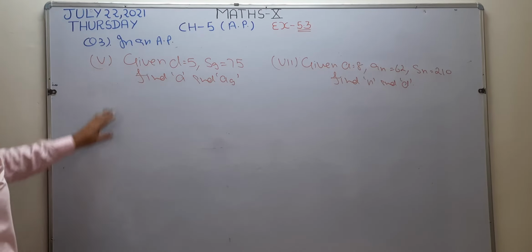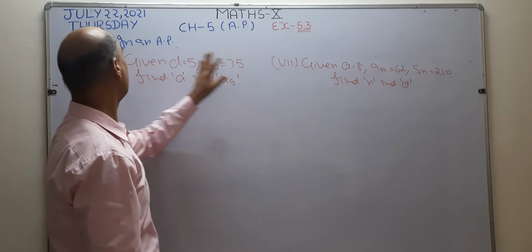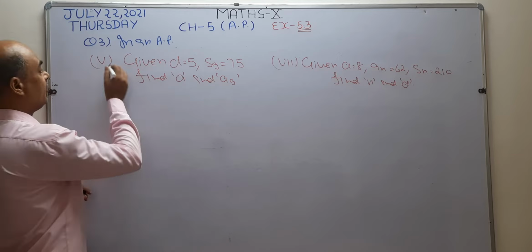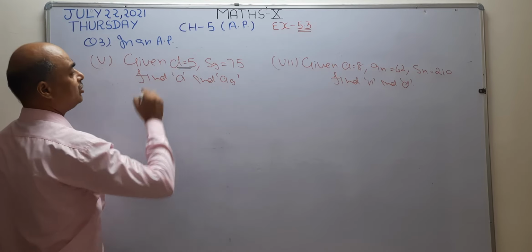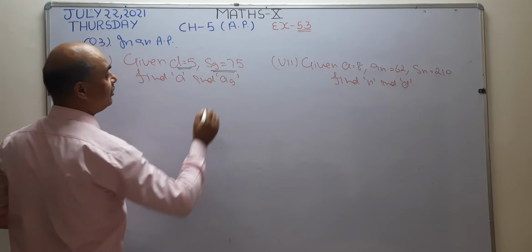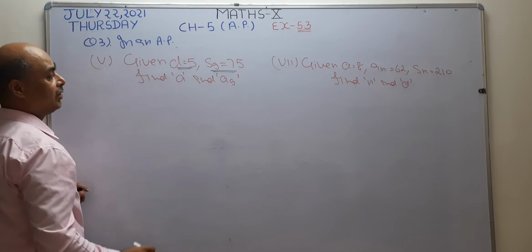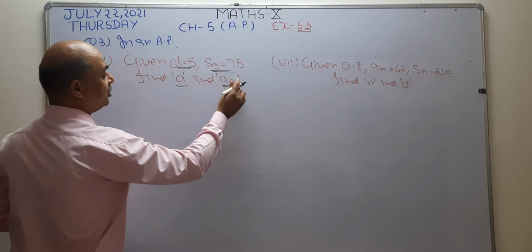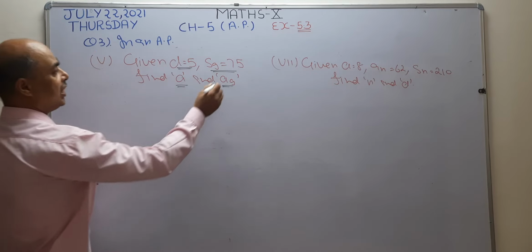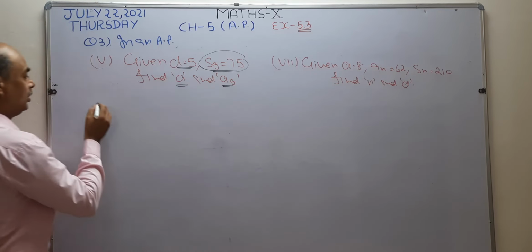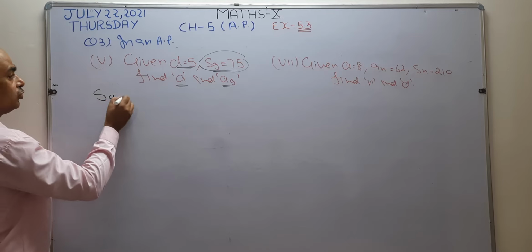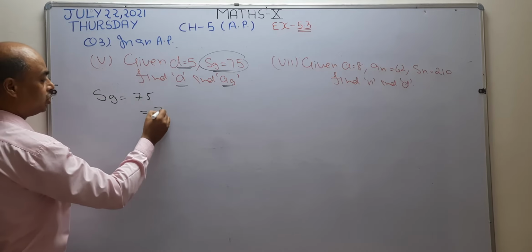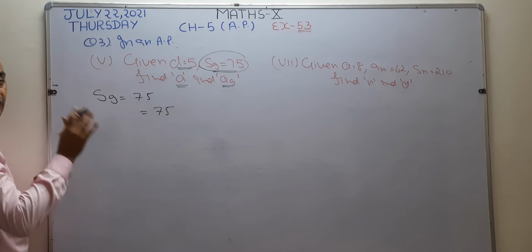Now I want to solve the fifth and seventh parts of question number 3. Okay. Now see what is given. In the fifth part, it is given that the common difference is 5 and the sum of the ninth term is 75. These two values are given. By using them, we have to find the value of a and the ninth term. Now I am going to start this question from this. The sum of 9 terms of an AP is given, which is 75. This is a constant value, so it is going to remain the same, 75.